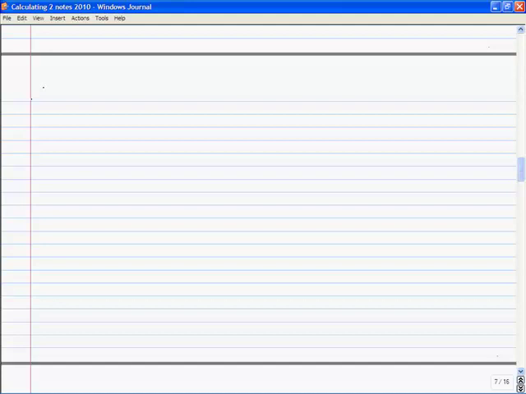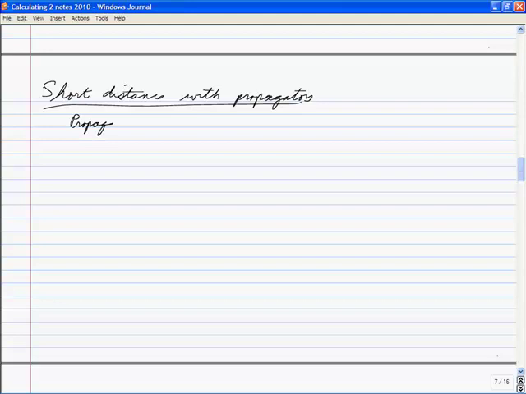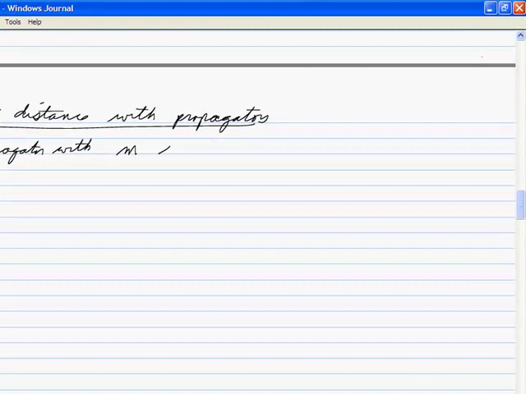The other thing I wanted to do along the exact same lines is short-distance interactions, with propagators. This also is part of the intuition of field theory. So let's look at the propagator with M large. So the mass in the propagator is big.